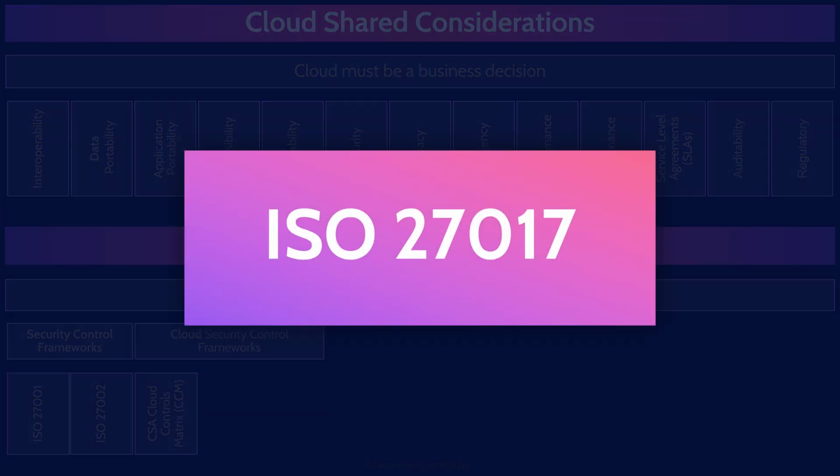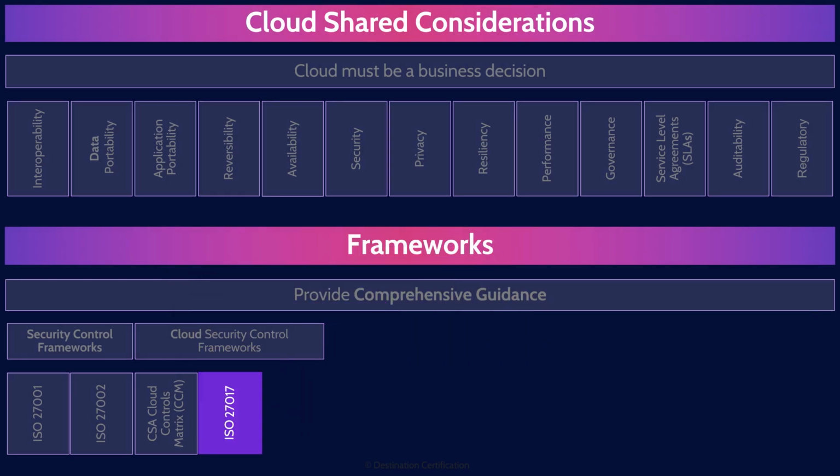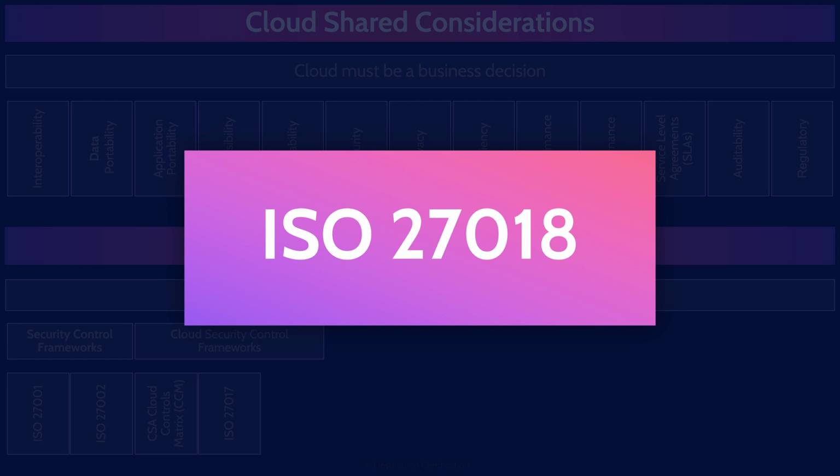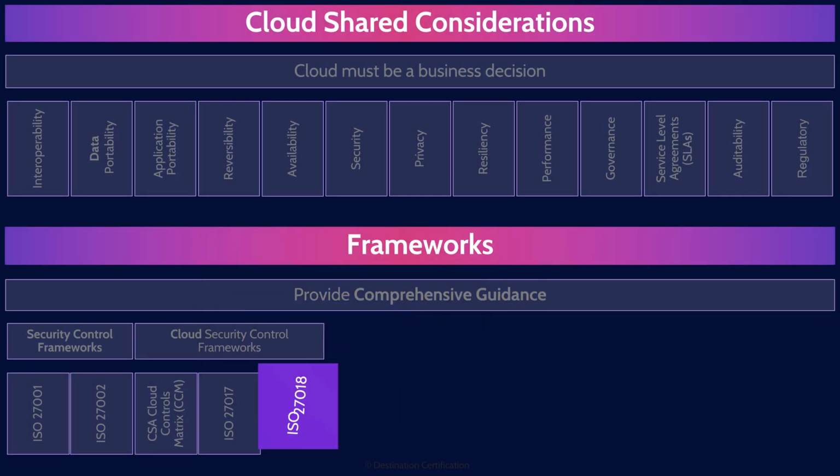Here's another ISO document. ISO 27017 is another companion document to 27001. 27017 provides guidelines for information security controls applicable to the provisioning and use of cloud services. So, in other words, 27017 is just more guidance on how to implement the 27001 controls in the cloud. ISO 27018 is different. 27018 defines new controls specifically focused on protecting personal data in the cloud.